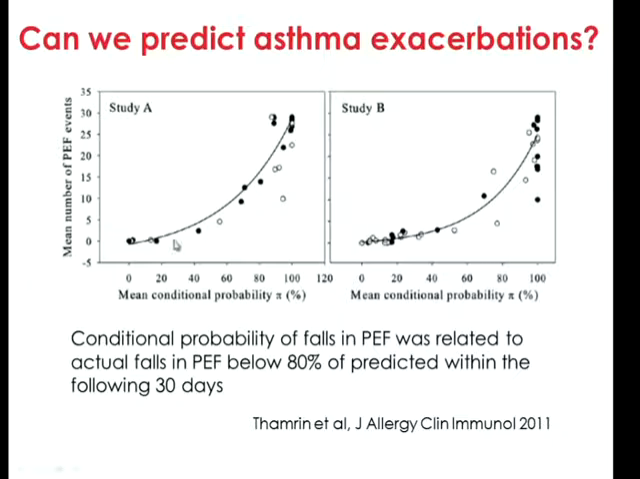But there's a very close relationship, a nonlinear one, but a very close relationship between the probability value that we calculate and the actual number of peak flow falls in these patients. So that was quite exciting. But that's where it's at the moment. There's no work at the moment trying to incorporate this into day-to-day monitoring, which would be the next stage.